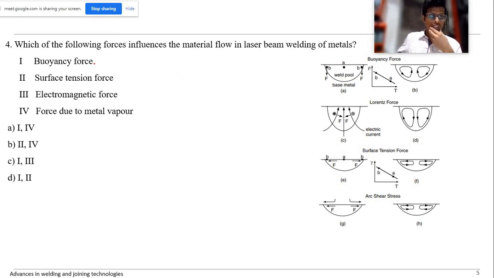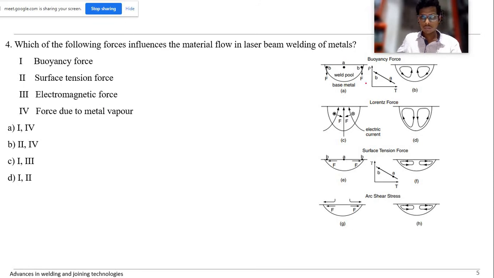Material flow and all is defined by the buoyancy force, surface tension force, then Lorentz force, arc shear stress force. Basically, in arc welding and in general welding, these forces will generally be present. Because of that only, material flow inside the pool will happen, and because of that bead geometry is decided. So I will explain buoyancy force, Lorentz force and all.